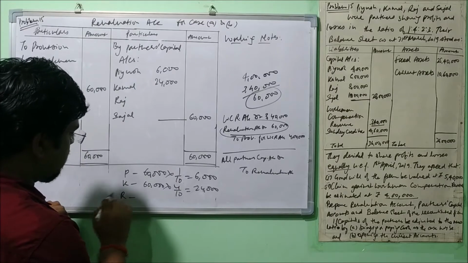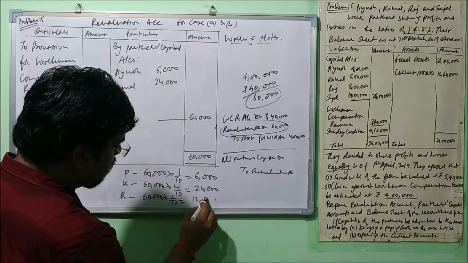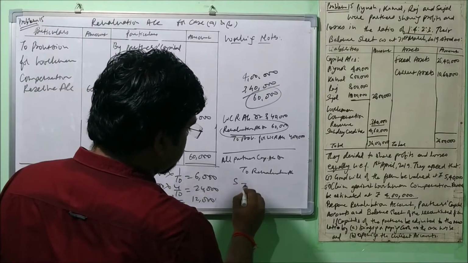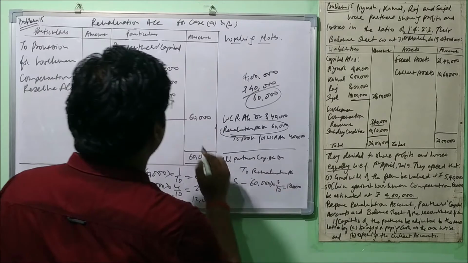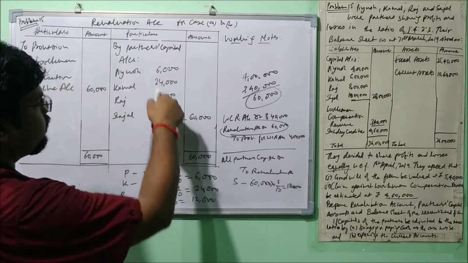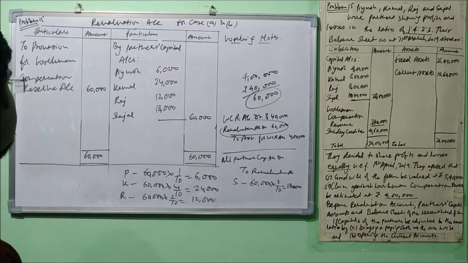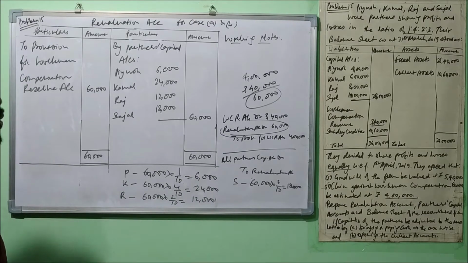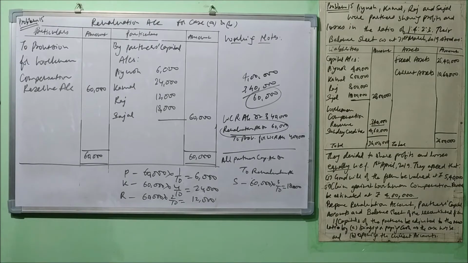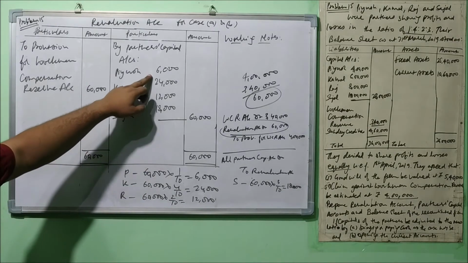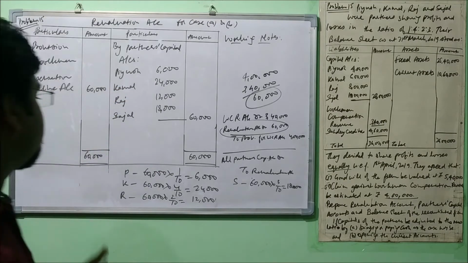And now it's Raj's turn. Raj will bear 2 by 10, 12,000. Now it's Sajal's turn. Sajal will bear 3 by 10, 18,000. Alright. So you can make the total of this. If the total is equal to 60,000, it means you have done the correct distribution. Fine. So no other value related to revaluation is given, so only this will be the treatment. We need to remember these amounts: 6,000, 24,000, 12,000, 18,000. I just write it down here.